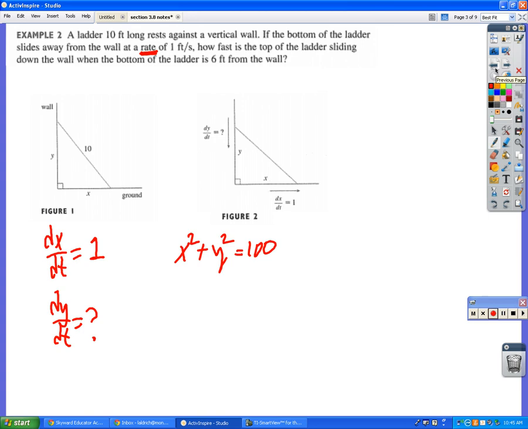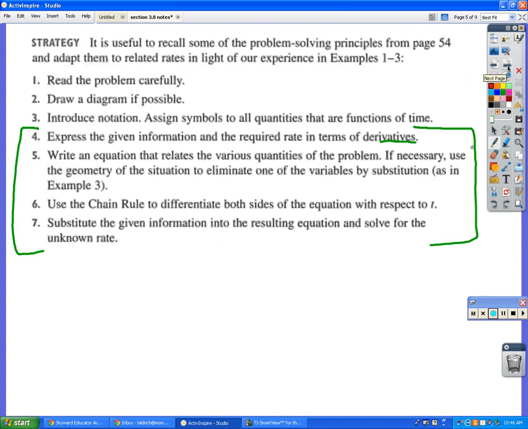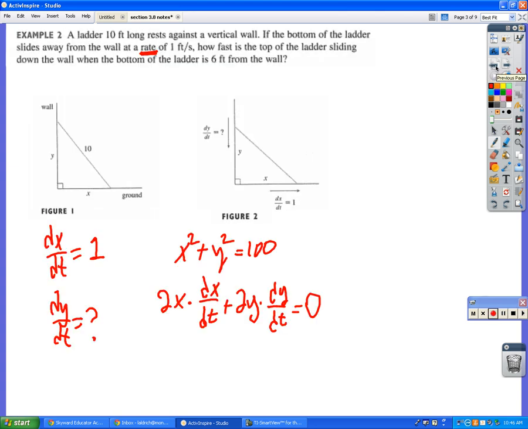So the derivative of x squared is 2x times dx/dt, plus the derivative of y squared is 2y dy/dt, and the derivative of 100 is 0. There's two functions in math whose derivative is itself; zero is not one of them. We don't know it yet. Then the last step: substitute the given information into the resulting equation and solve for the unknown rate. So I'm going to take this and plug in all of the stuff that I know, and I'm going to end up solving for dy/dt.